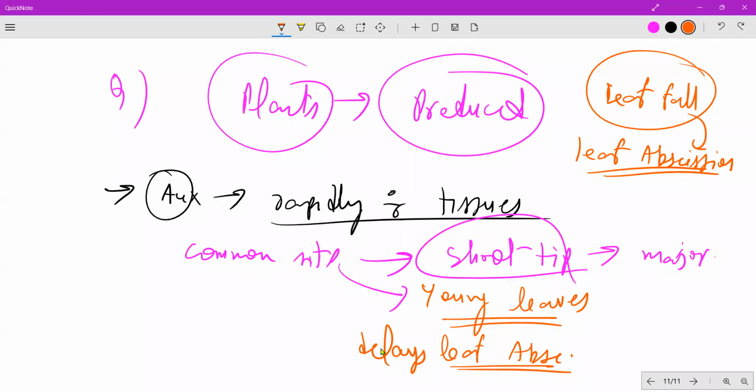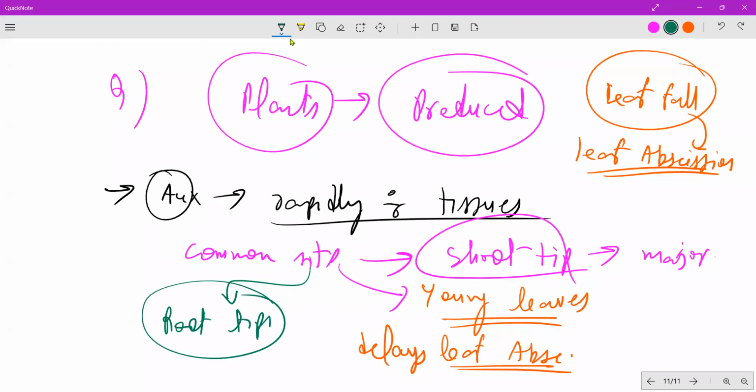Is this clear? So two major sites of auxin production: we have the shoot tip, we have young leaves, but we have other sites also, my friend. It's not that there are only two sites. There's another site of auxin production, and that I've just told you: the roots, or I can say the root tips. Root tips also produce auxin, but they are not the major sites.